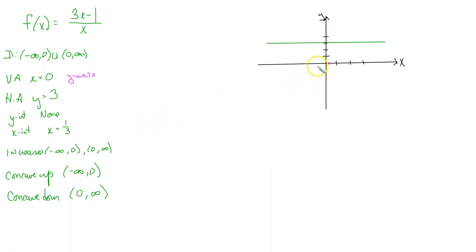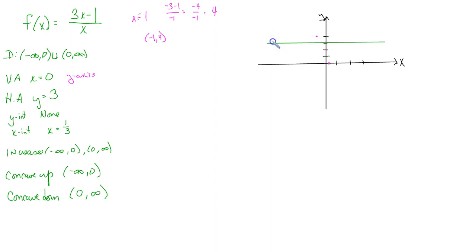Again, you can pick some x values. For example, let's go with negative 1, over on this side. X is equal to negative 1 gives me negative 3 minus 1 over negative 1, so I would get negative 4 over negative 1. I would get a y value of positive 4, so I know I have a point at negative 1, positive 4, somewhere up here above my horizontal asymptote.